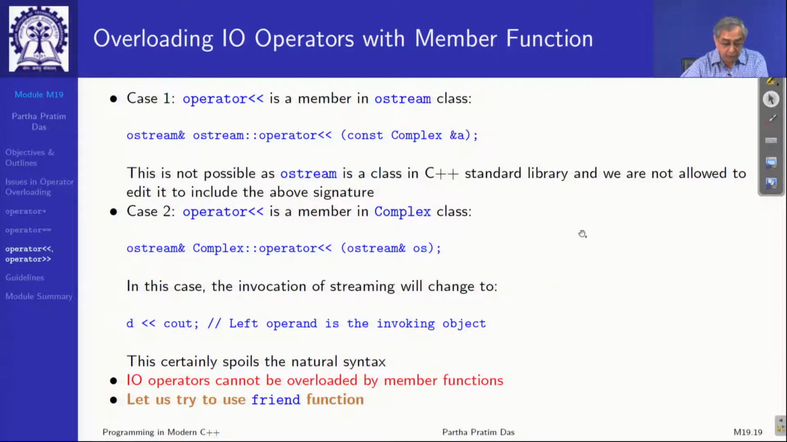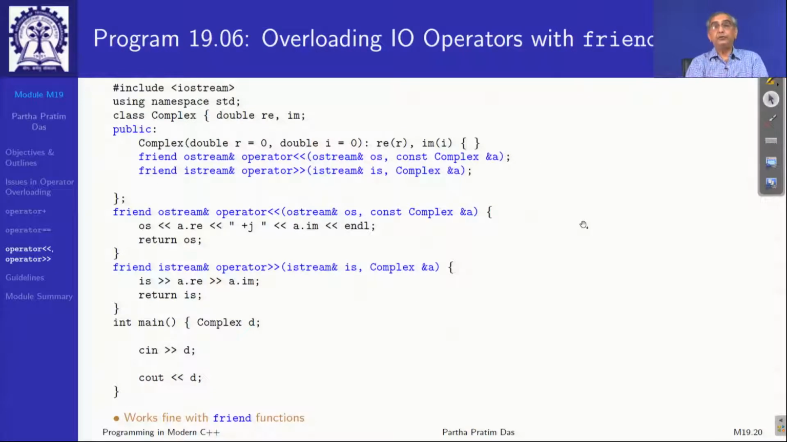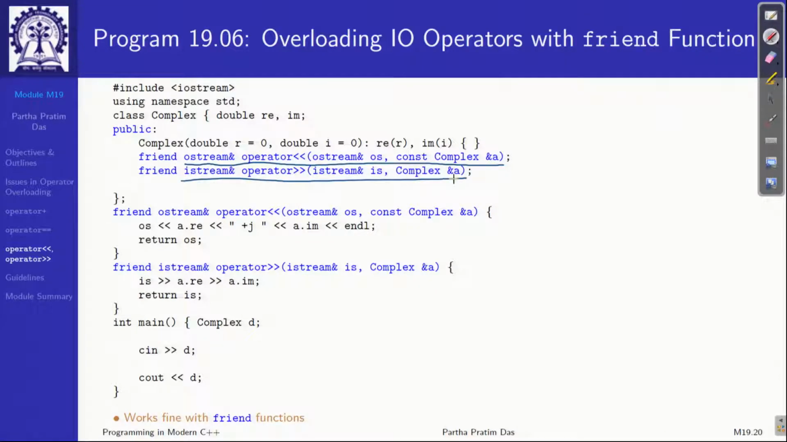Right. So, the only choice left is to have a friend function. So, now what I do is, it is like the global one itself, take the O stream and the complex, the I stream and the complex, return the O stream for the output operator, return the I stream for the input operator, and you can make the encapsulation rein in again, because you have friend functions.